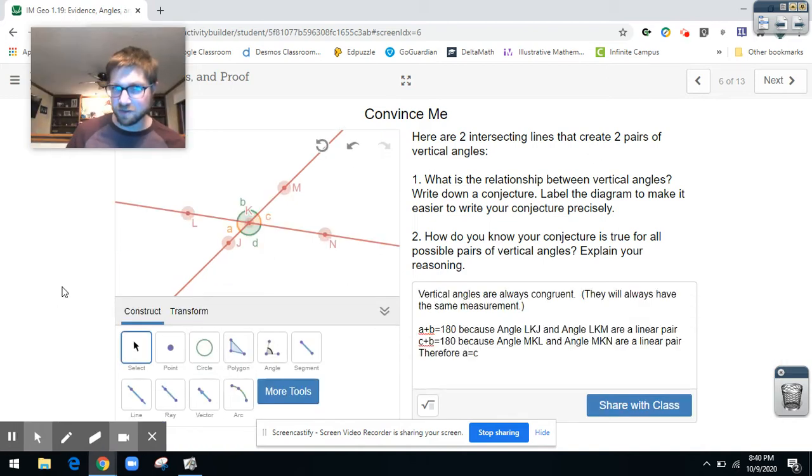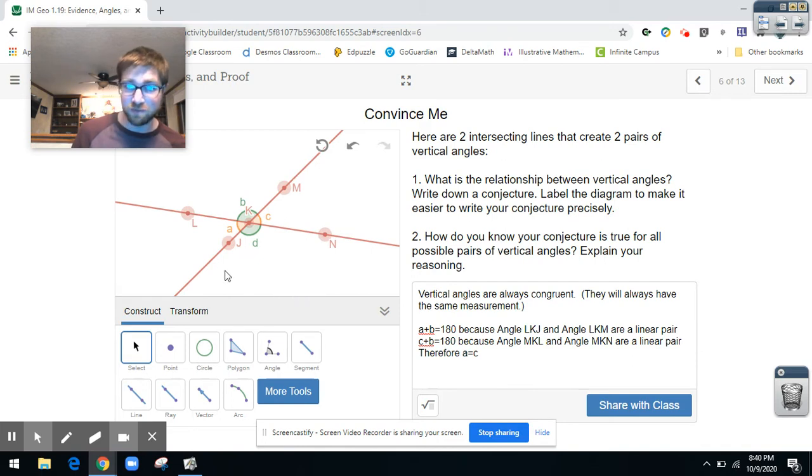Okay, my first argument goes something like this. You'll notice that I added some labels to these points and some measures to these angles. So I don't know what specific numbers these are, but I'll say that the measure of angle LKJ is A, and so on. Here's how my argument goes.